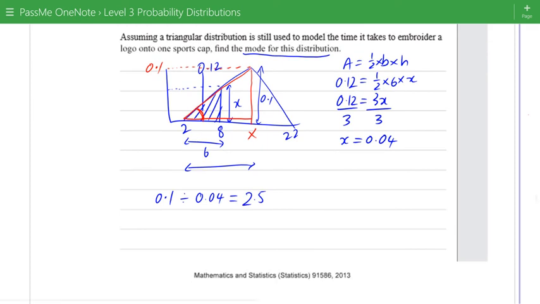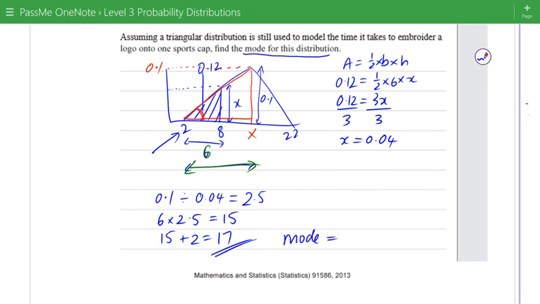So now we can deal with this overall length here. Okay, so the length of the smaller one is 6, so if we times 6 by 2.5, that will give us the overall length, which is 15. And since we started at 2, we can add 2, so 15 plus 2 will give us 17, and that's going to be our mode. Okay, so mode equals 17.